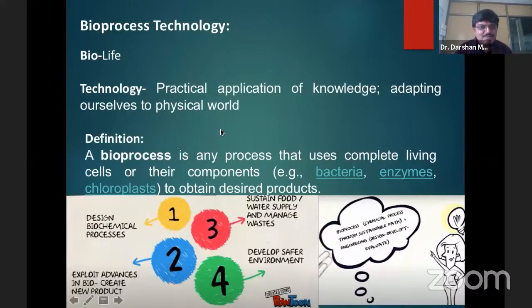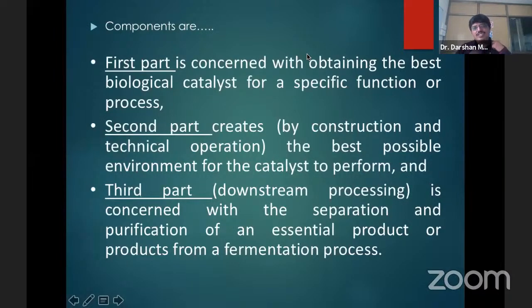So with this particular background, we try to move towards one of the very important topics from where questions are asked in a number of examples. What does this particular technique involve? Fermentation or bioprocess technology? Basically, fermentation and bioprocess technology is made up of three components. There are three parts. The first and most important part is dealing with the phenomenon known as selection of the best biological catalyst for a particular activity.